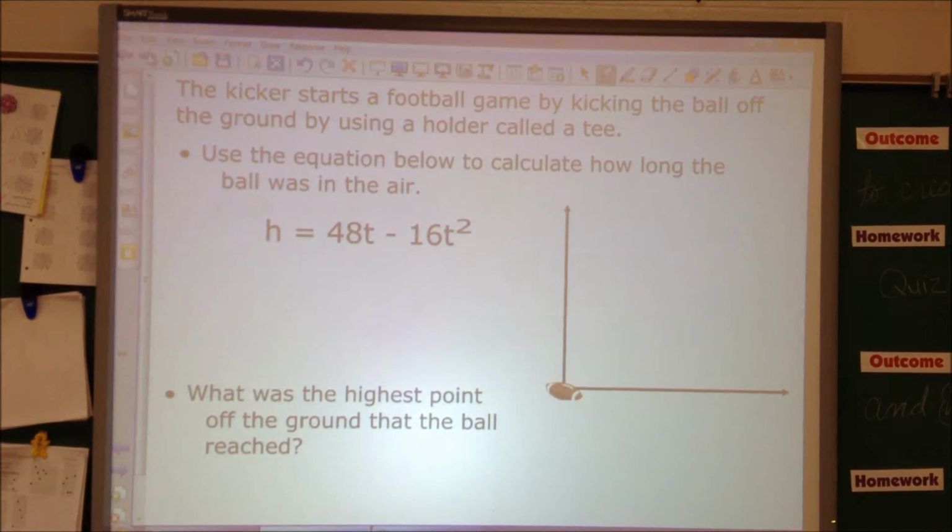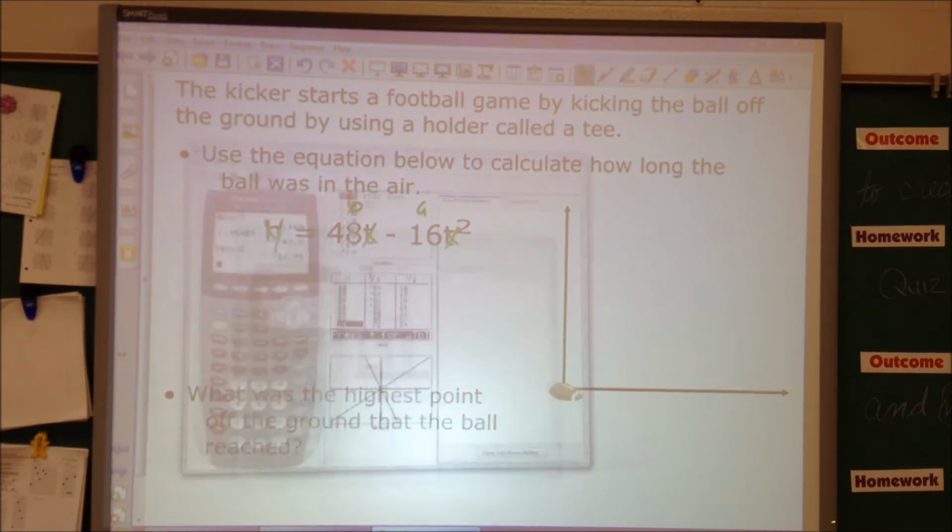I have a kicker who is kicking a football, and I'm using this equation that's given to me right here. It says H and T, so remember, H just means Y, and T is X. This is the A, this is the B, and I have no C for this quadratic equation. Right away, noticing the A is negative 16, I know that this parabola is going to open downwards. So very quickly in my calculator, I'm going to put that in.